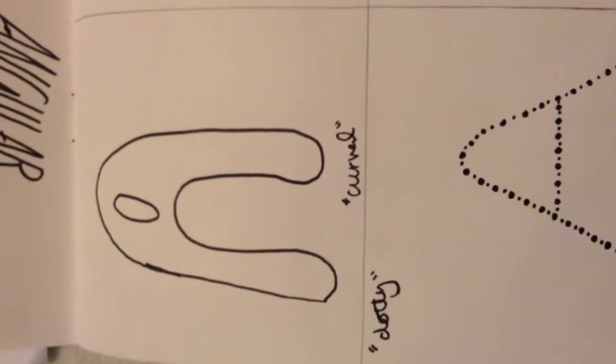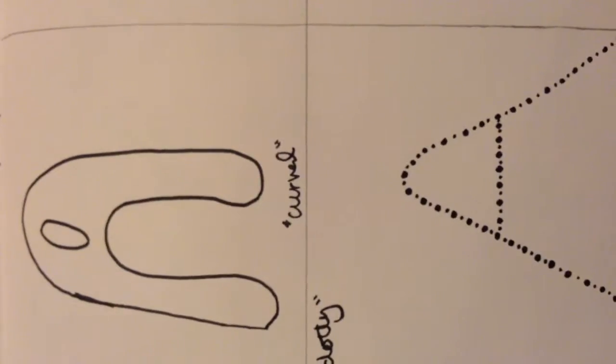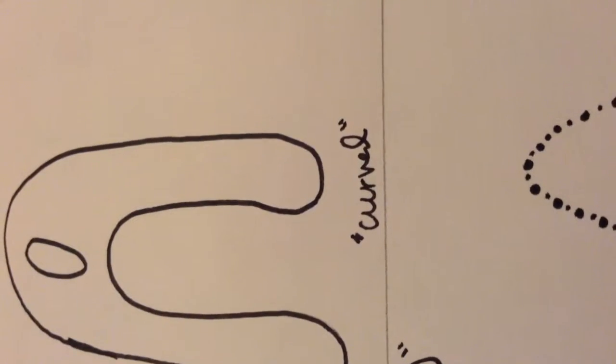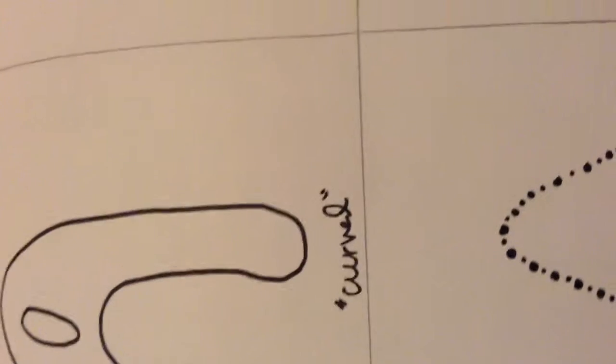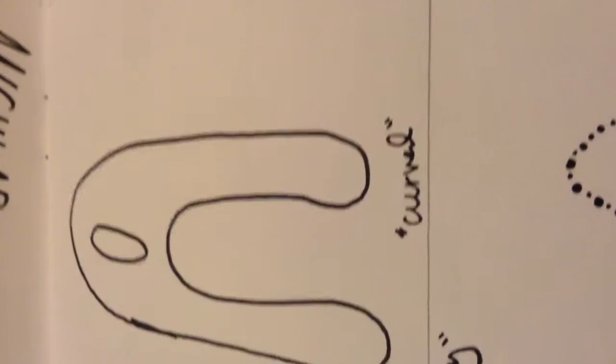Okay, so in art and design today, our task was illustration basically. So we got given the letter A, and we had to take different words and write it in as many different ways as possible.